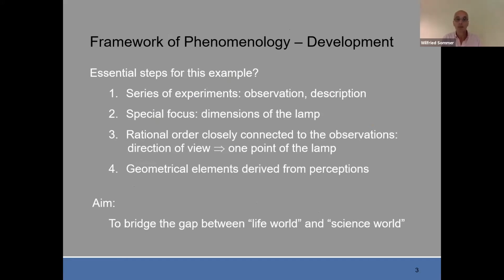You start with observations, you describe them, then you introduce a special focus, and you try to have a series of experiments. Then you try to bring an order into it. And this order is closely connected to your observations, which is specific for that approach. And then you see that every direction of view corresponds to one point of the lamp. You derive geometrical elements from perceptions.